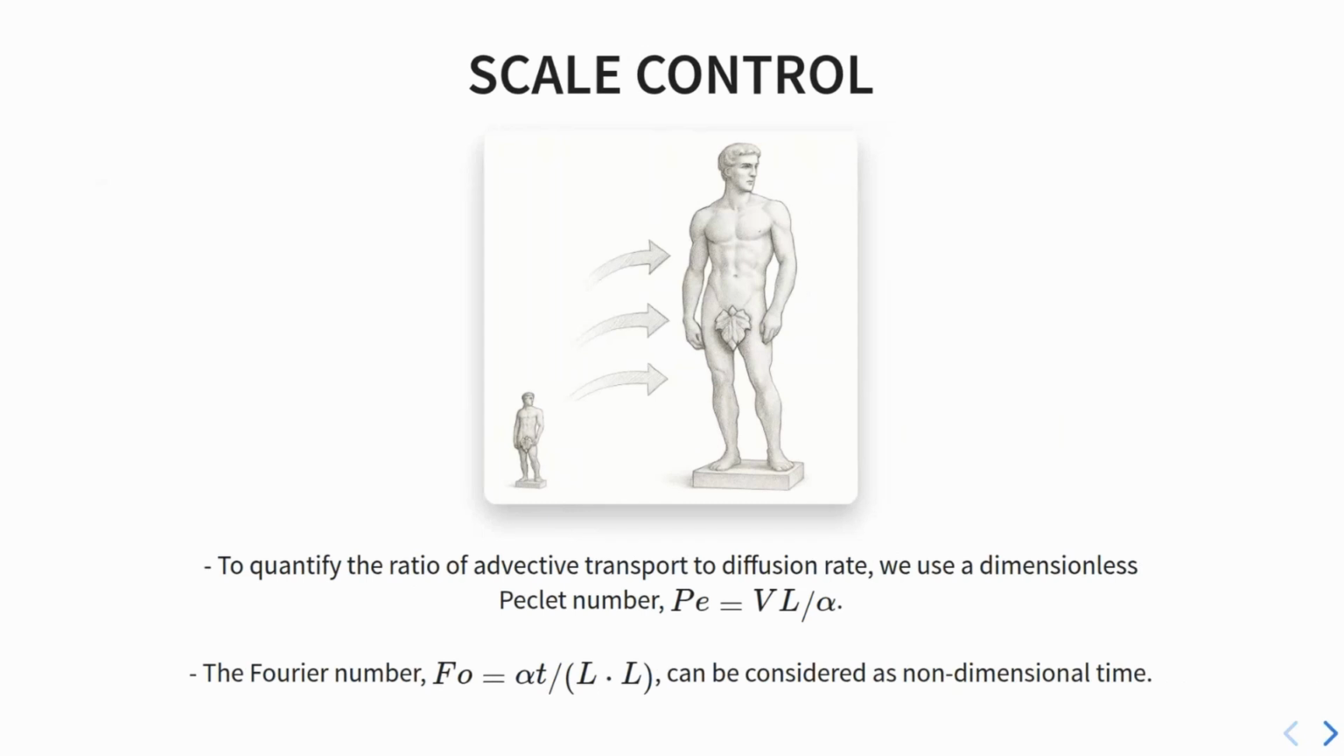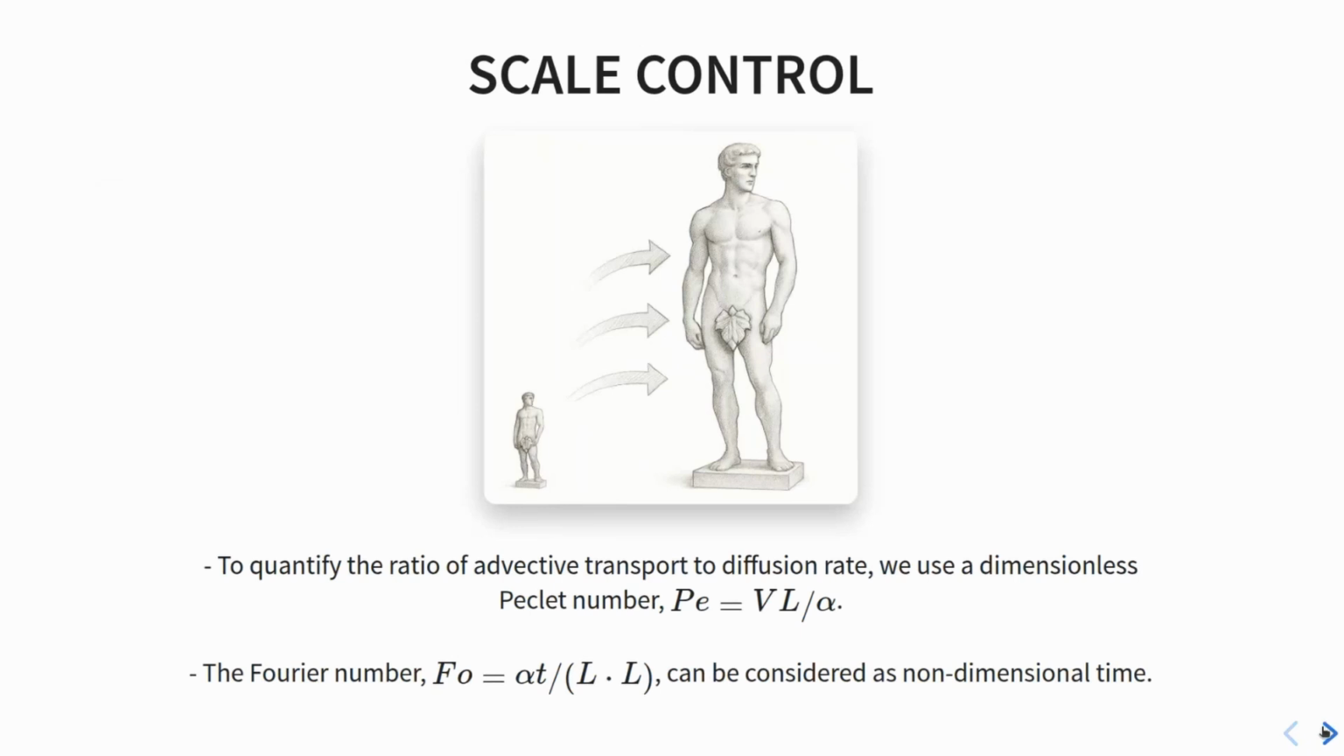So, how do they control corruption consistently between images of different scales? With two dimensionless numbers. First, the Péclet number is the ratio of swirl to blur. It controls the advection term. When the Péclet number is equal to 0, the forward corruption process reduces to pure blur. And the next one is the Fourier number. It sets the diffusion budget, so the total amount of blur.